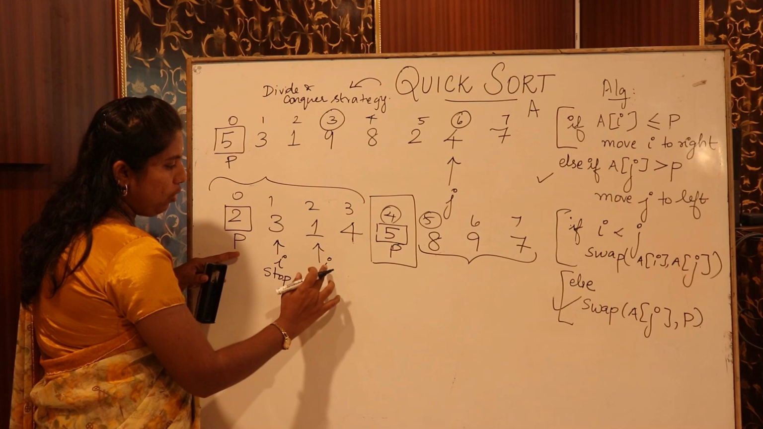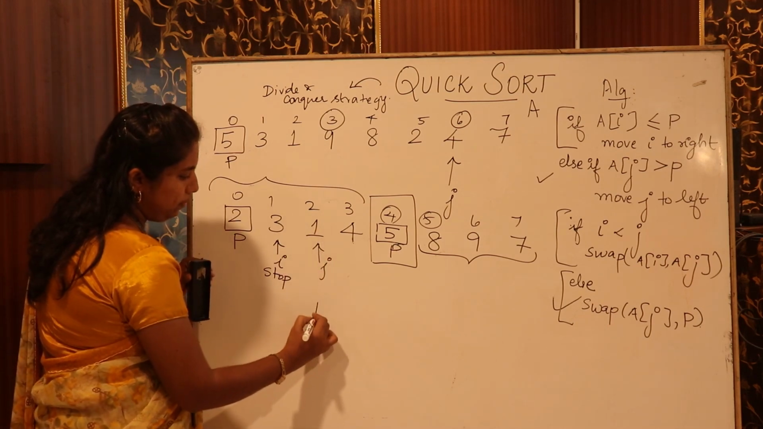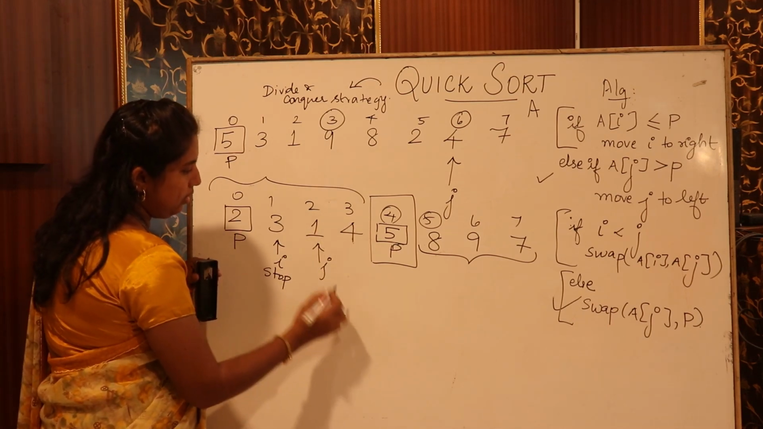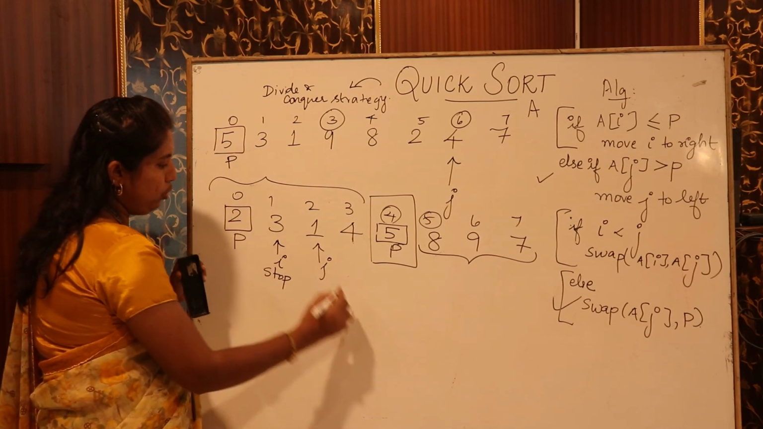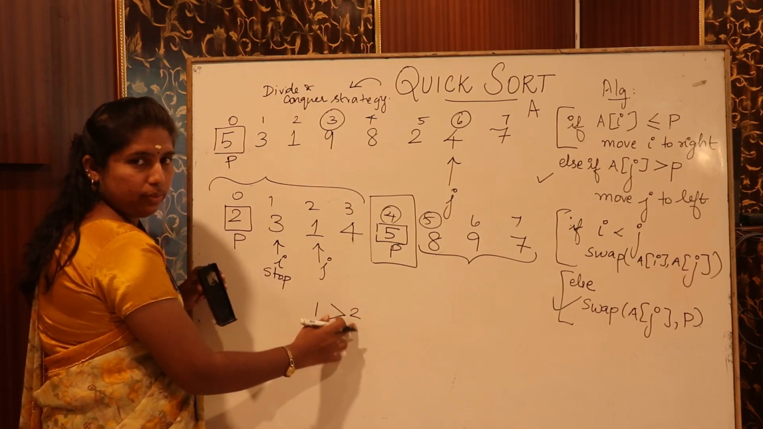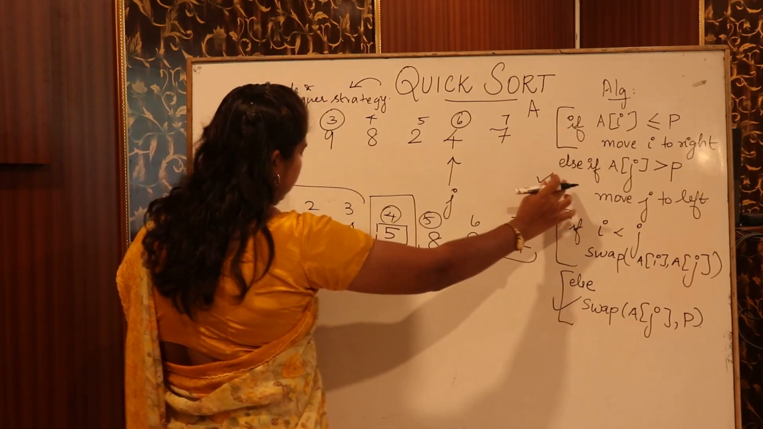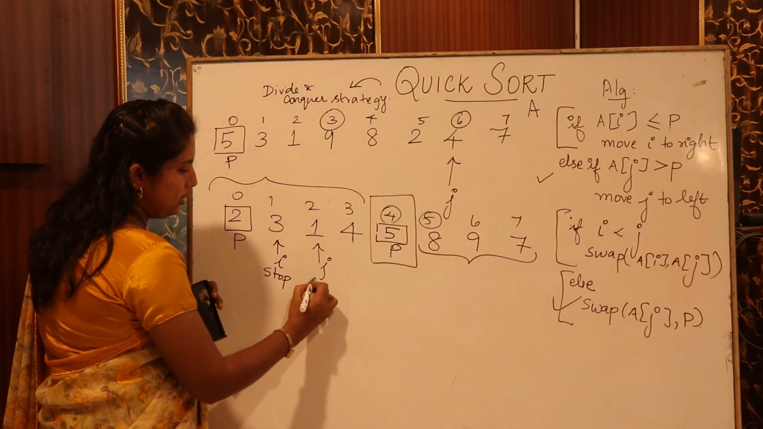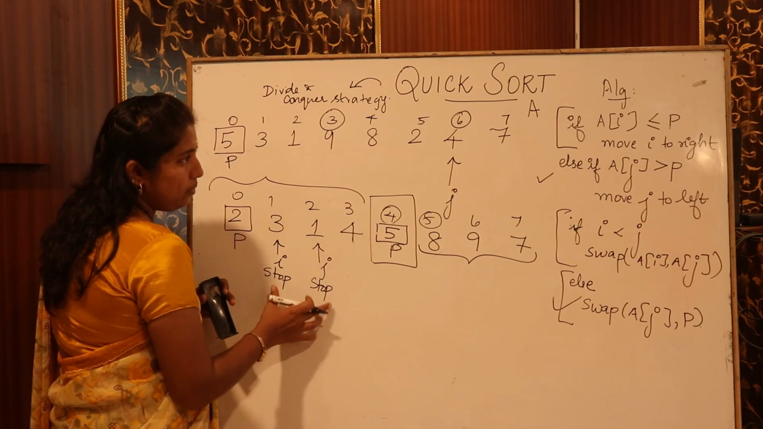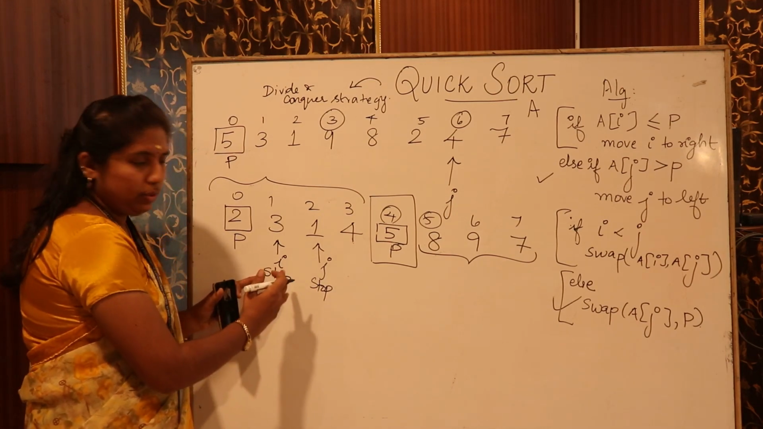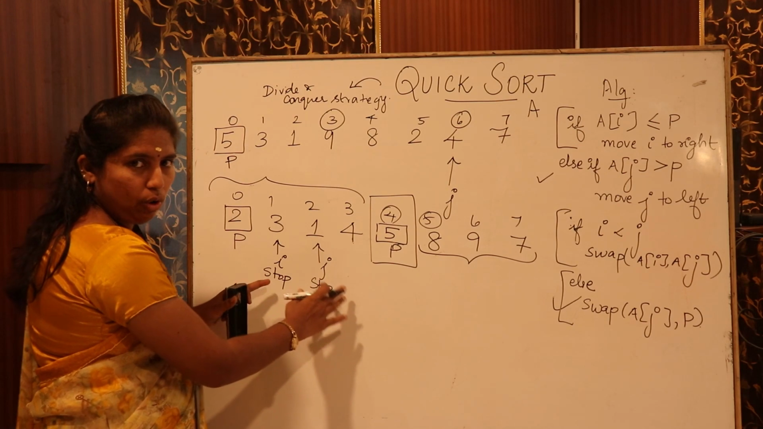If A of j, what is my A of j? 1 is greater than p. What is my p value? 2. 1 is greater than p. It is not so. So this condition becomes false here. So what happens here? The j stops over here. So i has come to its appropriate position, and j we have stopped here.